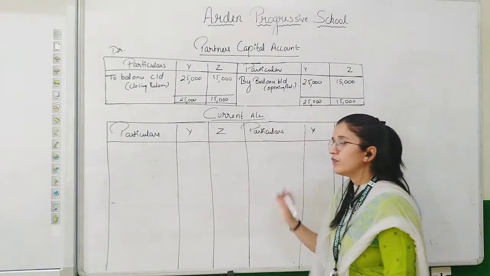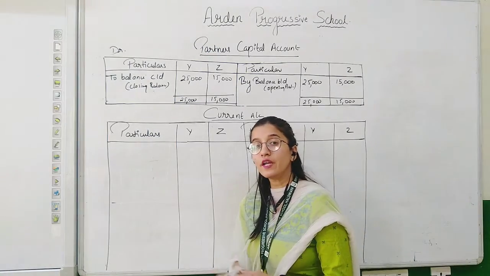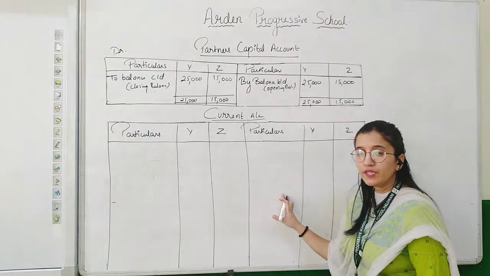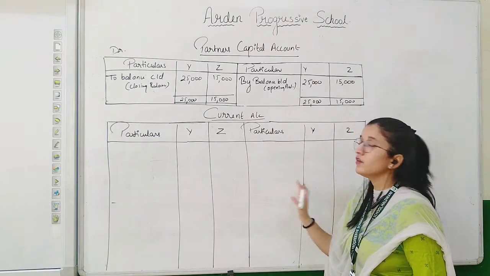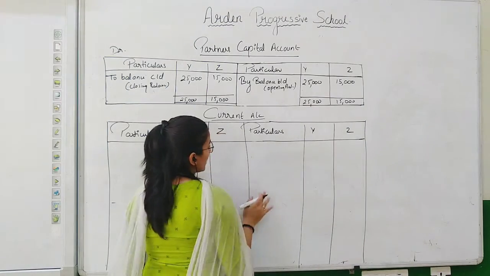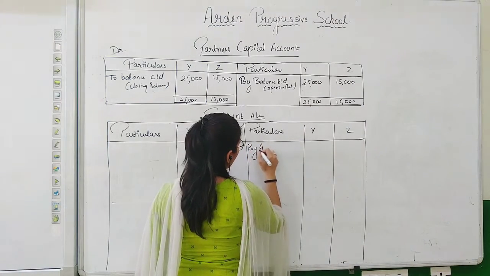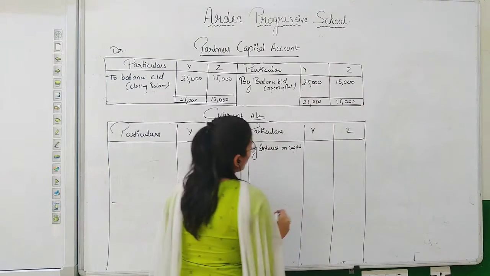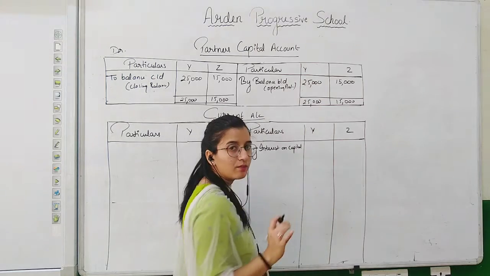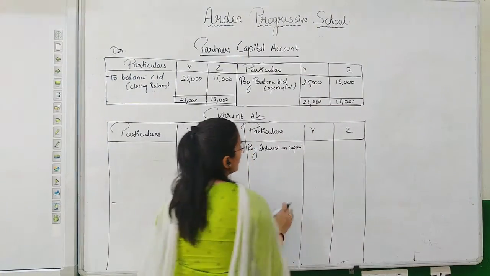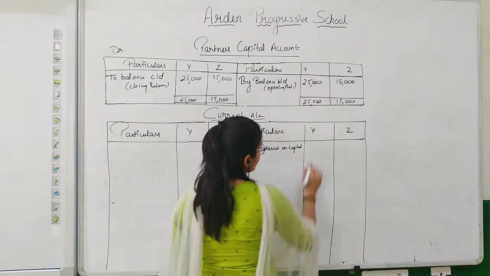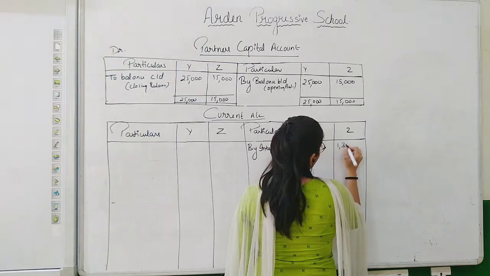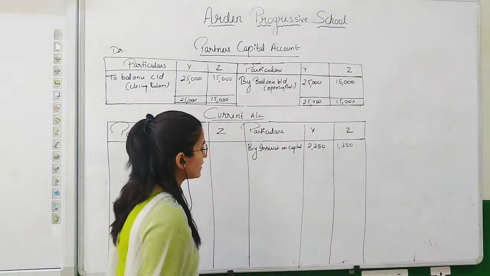Now in current account, we will record all the transactions relating to the expenses of the partner and income of the partner. So first we will write the transaction which will be written on credit side. First item will be by interest on capital. We have already calculated the interest on capital of both the partners in P&L appropriation account. So amount of interest on capital of Y was 2,250 and for Z was 1,350.